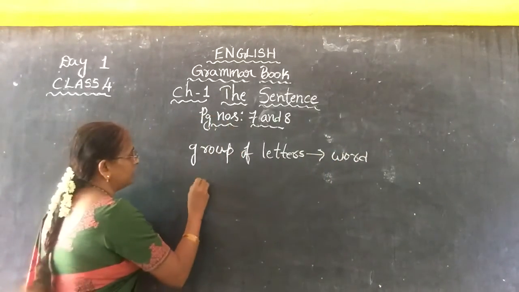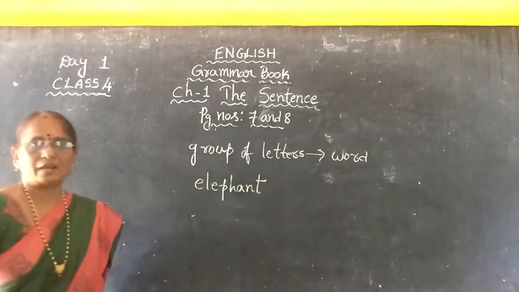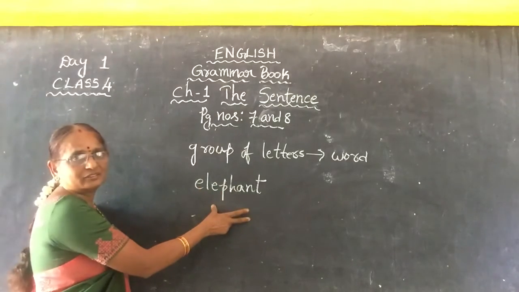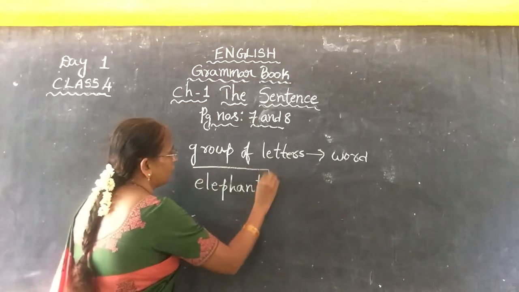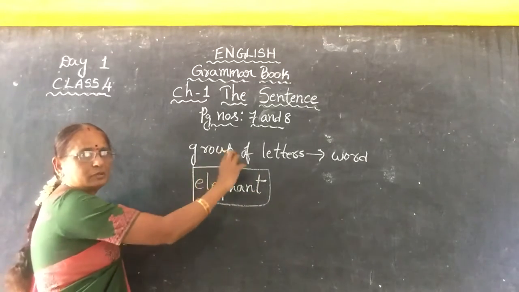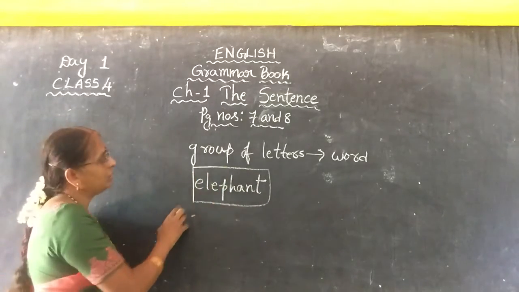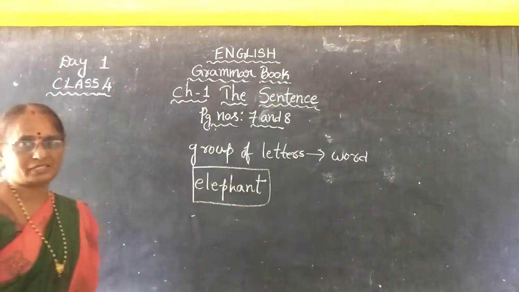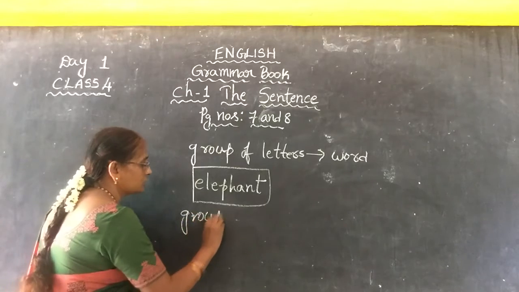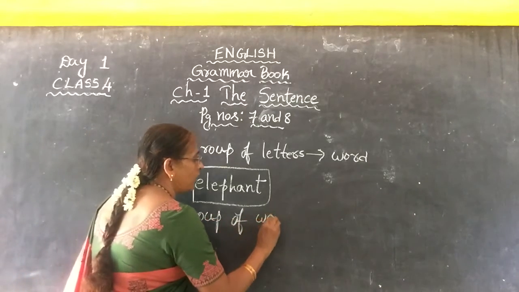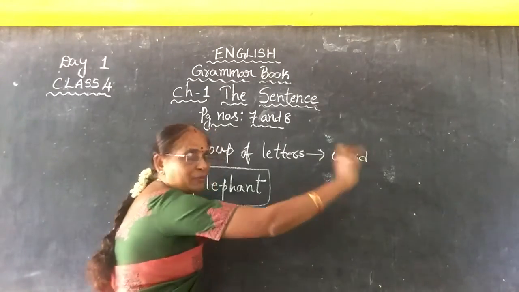Now see, elephant, ELEPHANT. This is the elephant. See here, some letters are there, a group of letters. With the group of letters, we can form one word, children. We can take some letters and write some words, children. This is called a word. Then what is called a sentence? Sentence means group of what? Group of words, children, arranged in a proper order.